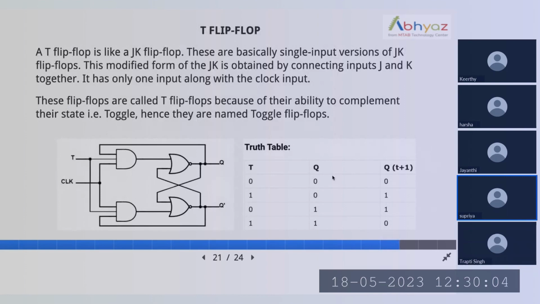And the T flip-flop. T stands for toggle flip-flop. The toggle flip-flop is like a JK flip-flop, but it is a single input version of the JK. That means T acts as the input. If you take T as 0, that is the Q input as 0, the output of the NAND and OR gates would make the output 0. These flip-flops have the ability to complement their state, and it is the modified version, so the output could be an XOR.